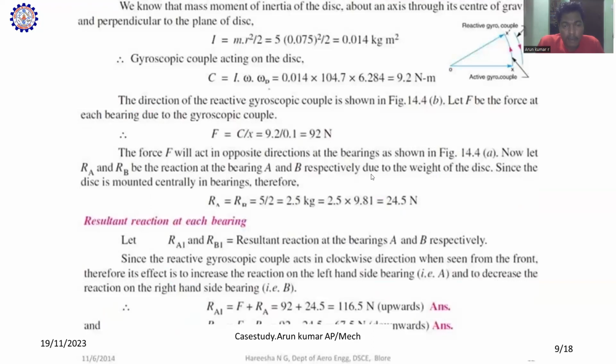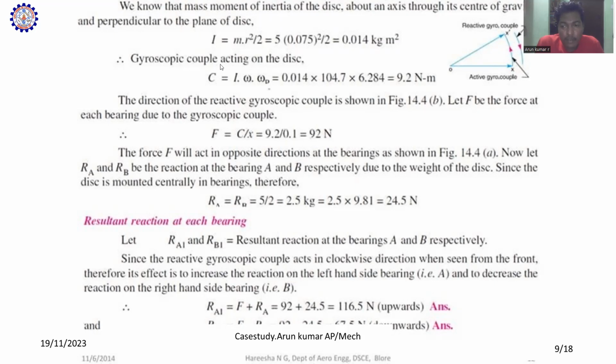From this given data, we have to find the mass moment of inertia of the disc about the axis through the center of gravity and perpendicular to the plane of the disk. That is I equal to m r square by 2. We substitute the data: m is equal to 5, r is equal to 0.075, the whole square by 2. We get the moment of inertia I equal to 0.014 kilogram meter square.